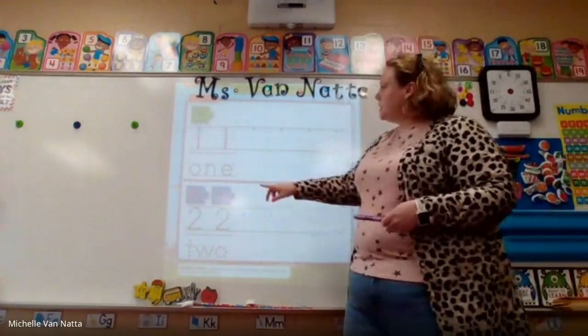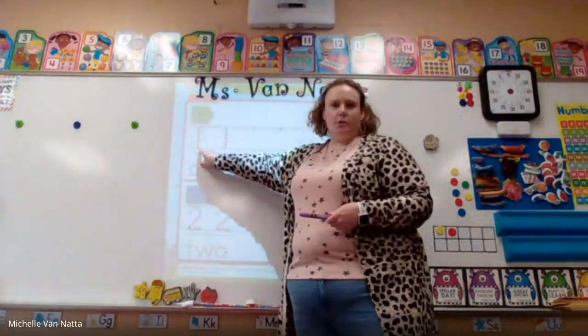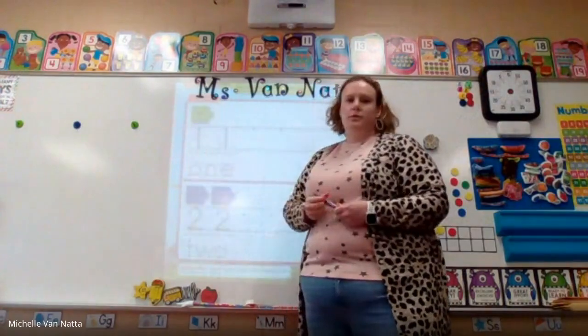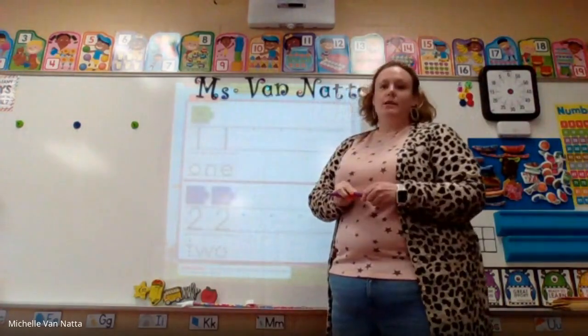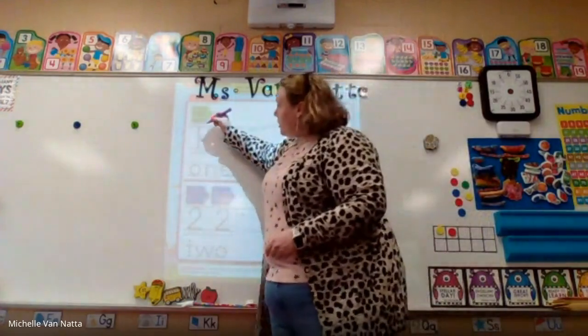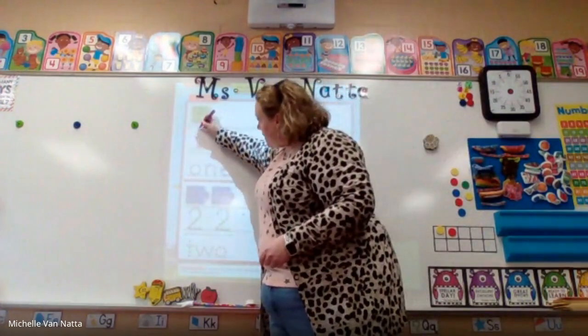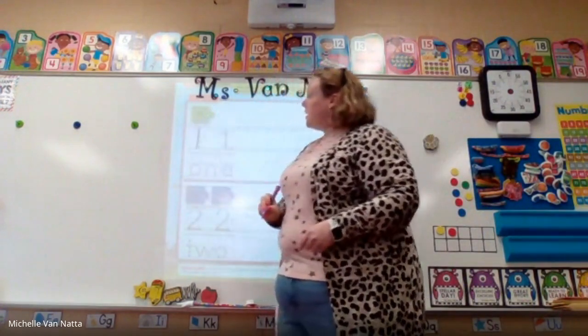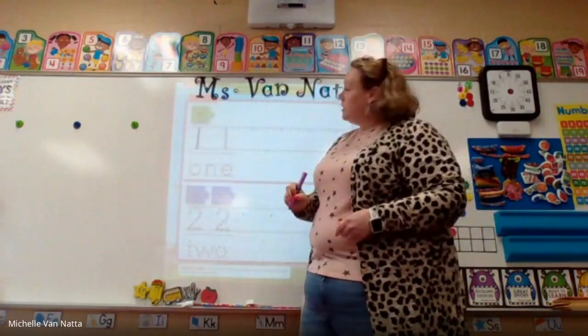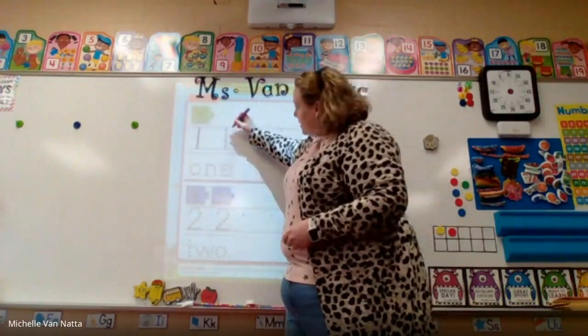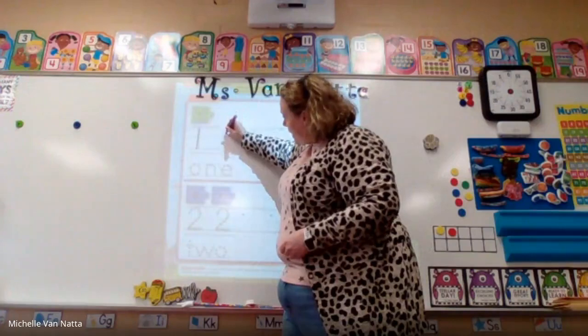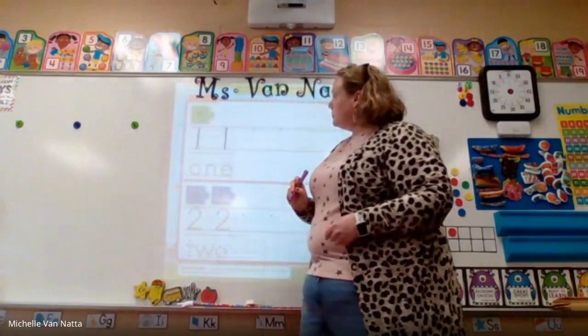Okay, so look at this one right here. What is this number right here that I'm pointing to? All right, it is number 1. So you start on the blue dot and then go straight down, just like that. Okay, let's do another one. Start on the blue dot and straight down.